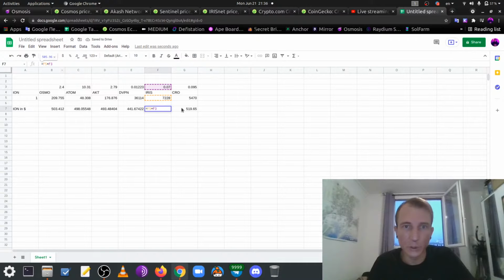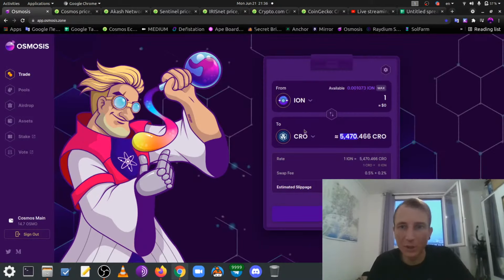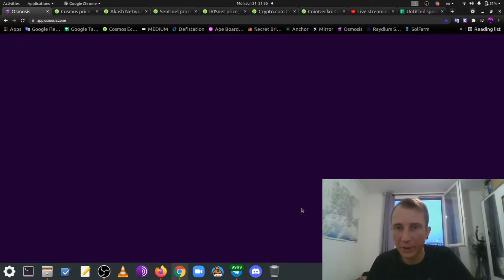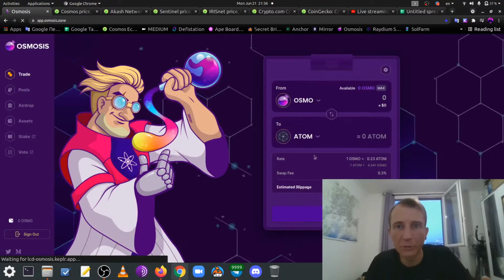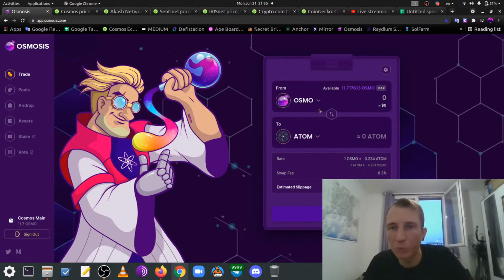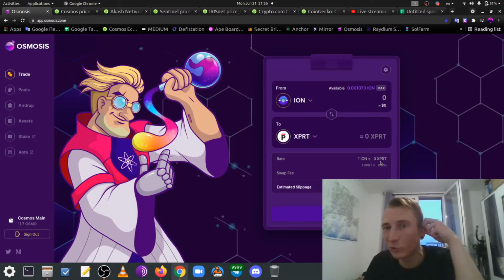Have this and this, yes, this one. And our last XPRT. And why it stopped? Because no pool for the ion and XPRT. If we will look, one ion, it's equal to 0 XPRT, so we can't exchange it.